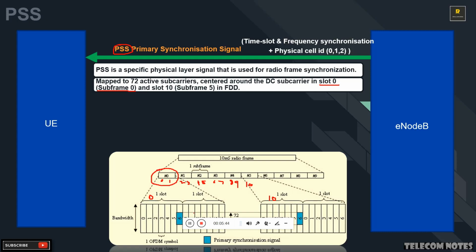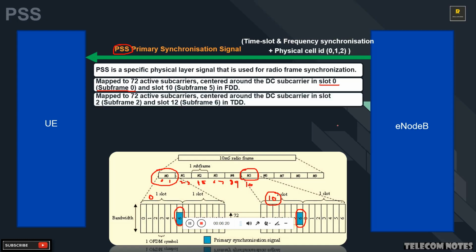And in that particular one, in the 7th OFDM symbol, you will get the value of PSS. Here also, in the 7th OFDM symbol of slot 10 of subframe 5, you will get the PSS, primary synchronization signal.